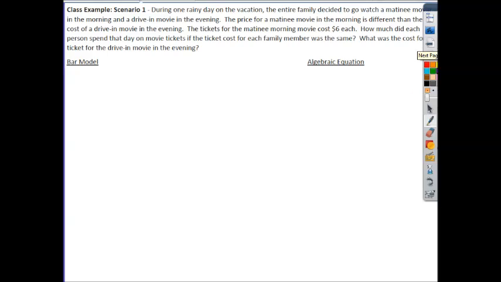Our scenario is, during one rainy day on the vacation, the entire family decided to go watch a matinee movie in the morning and then a drive-in movie in the evening. The price for a matinee movie in the morning is different from the cost of the drive-in movie in the evening. The tickets for the matinee morning cost $6 each. How much did each person spend that day on movie tickets if the cost for each family member was the same? What was the cost for the tickets for the drive-in movie in the evening?